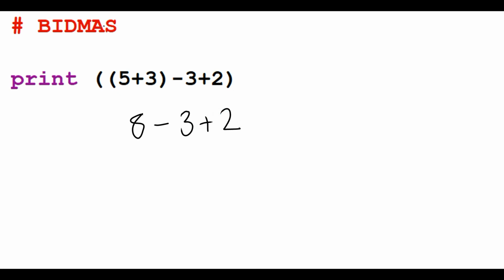Now, if we were reading it on here from left to right, we might be fooled or tricked into doing the addition first because it comes first there. But actually, because the subtract comes first, we're reading it from left to right. So we do 8 take away 3 first, which is 5, and then we add our 2, which makes 7. So when we run this in Python, we should get the answer 7.